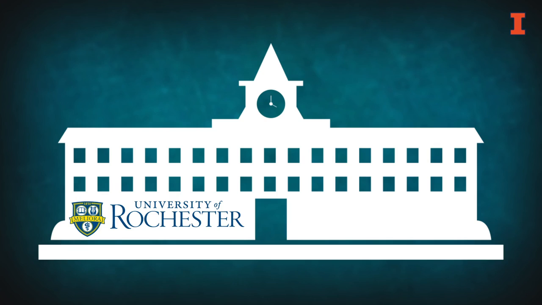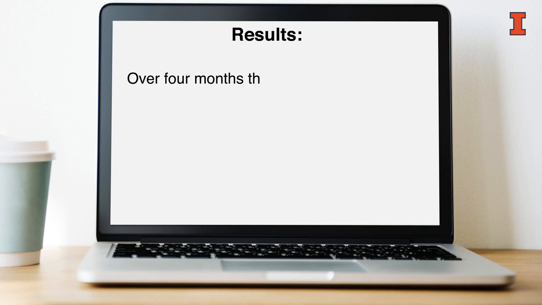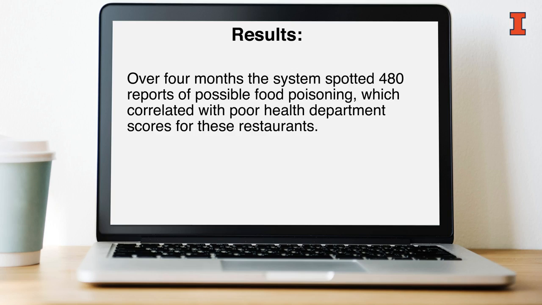Another one of my favorite examples also came out of a university, this time the University of Rochester. They created a system which is able to determine which restaurants are prone to serving up foodborne illnesses. Researchers analyzed nearly 4 million tweets from 90,000 users tweeting about or while at 23,000 New York City area restaurants. The machine learning algorithm they created then followed these users for 72 hours to look for mentions of terms related to nausea. Over 4 months, the system spotted 480 reports of possible food poisoning, which correlated with the poor health department scores for these actual restaurants. This system could give the New York City Department of Health the ability to proactively investigate restaurants.